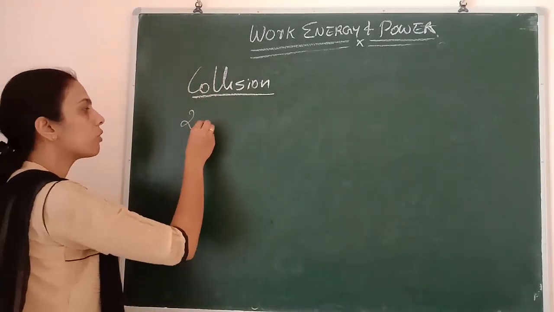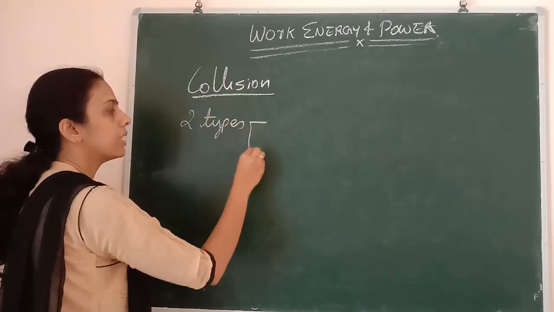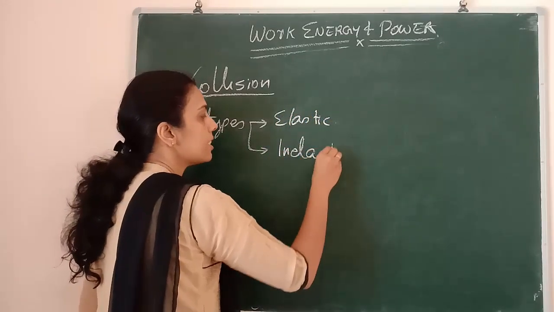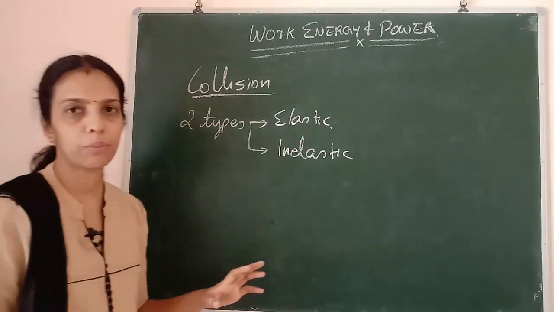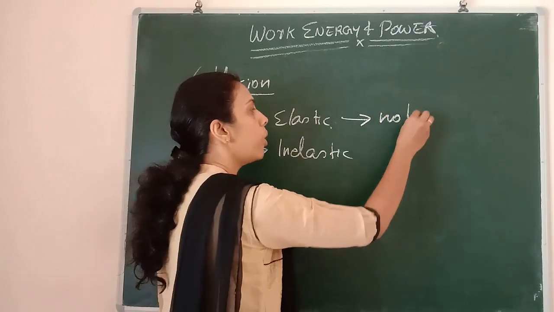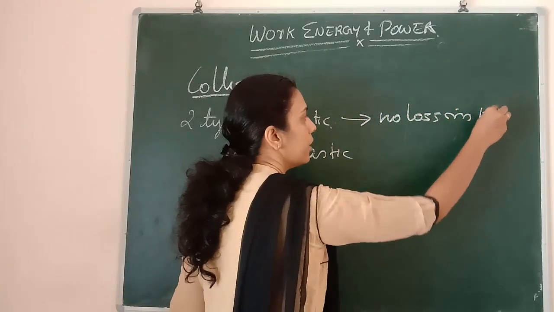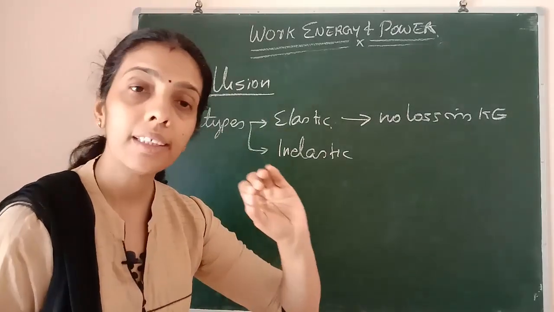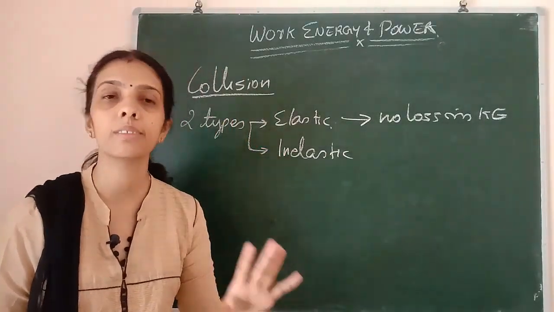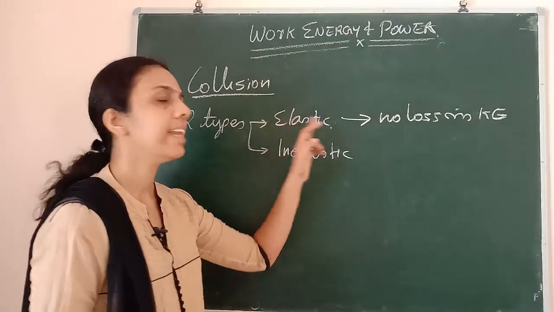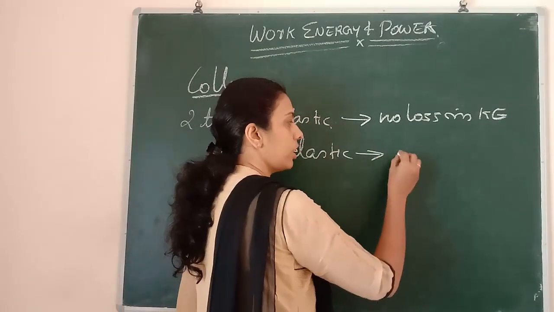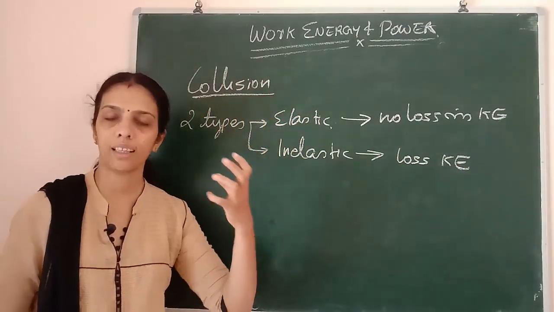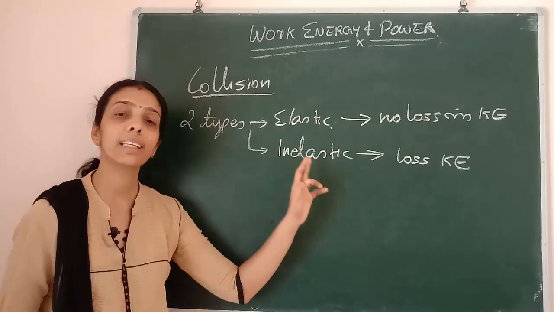There are mainly two types of collisions: elastic collision and inelastic collision. Elastic collision means there is no loss in kinetic energy after collision. Kinetic energy will remain constant, it will be a conserved quantity. In the case of inelastic collision, there will be some loss in kinetic energy after collision.